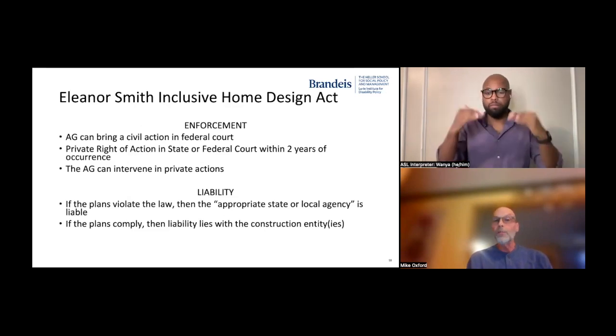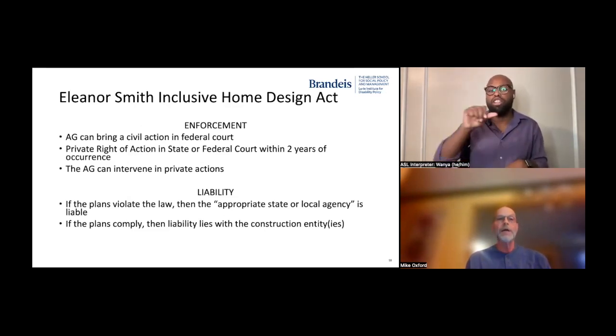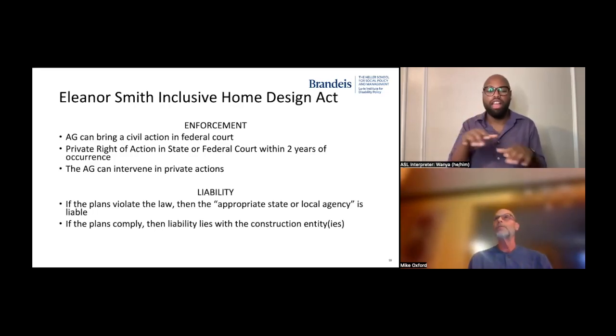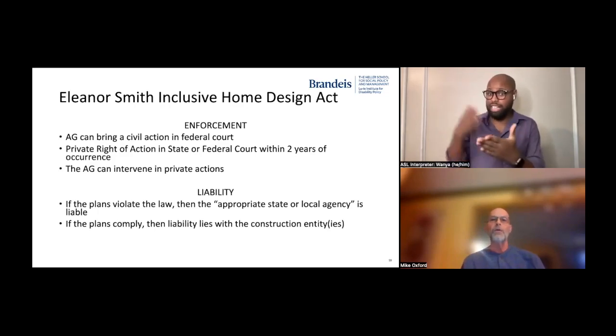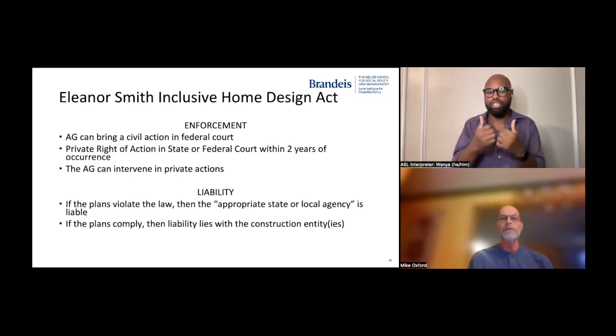The Attorney General can bring a civil action. There's a private right of action, and the AG can intervene in private actions that appear to be of larger public interest. For liability, if the plan, the blueprint, and so on violates the law, then the state or local agency for code compliance would be liable. If the plans comply, but the construction doesn't, then whoever did the construction would be liable. Next slide.